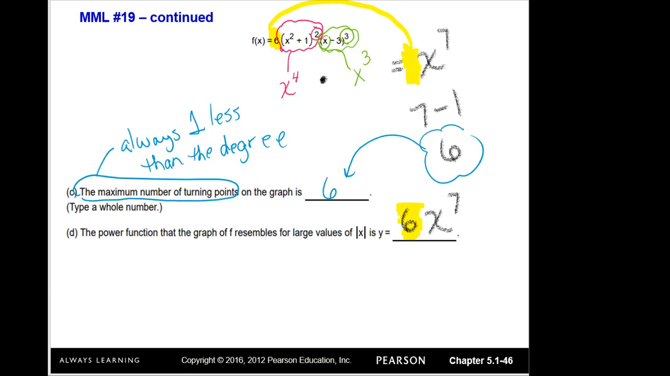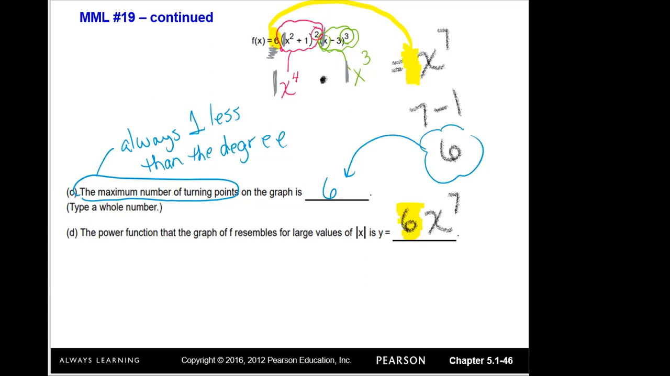Since there's really a 1 right here, and a 1 right here, a 1x squared times a 1x squared is a 1x to the fourth. And then a 1x times a 1x times a 1x is a 1x cubed. So that part's still just a 1. But then you got this 6 right here. You can't forget him, so.